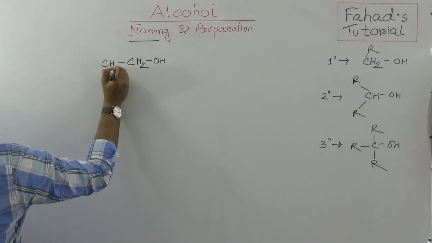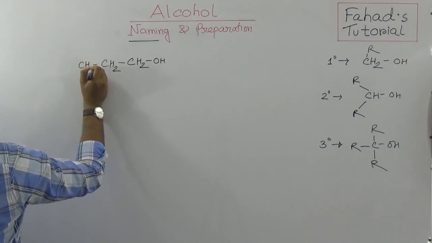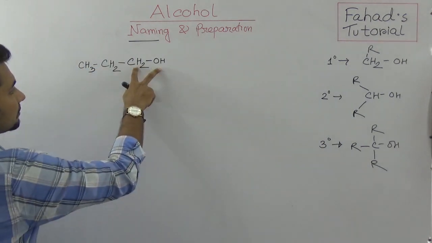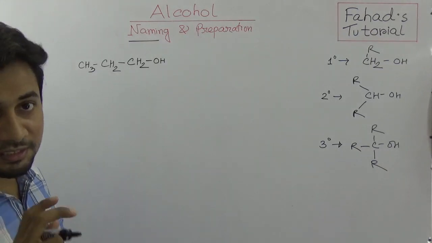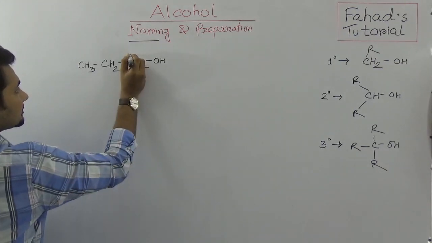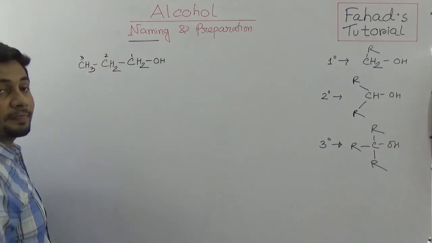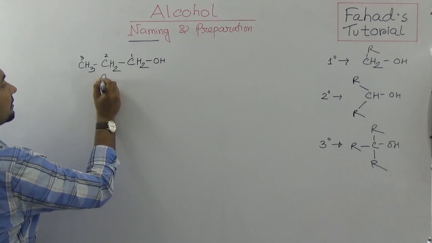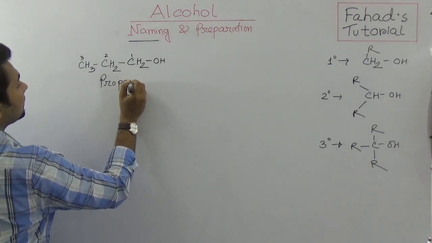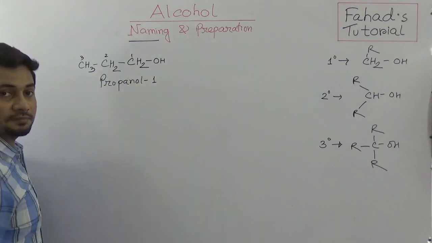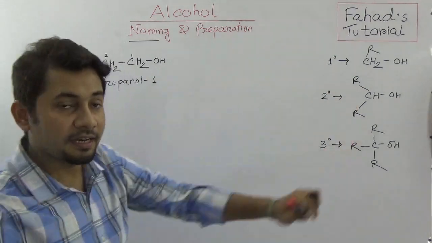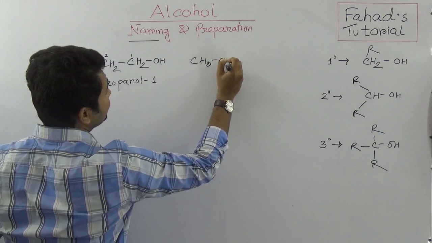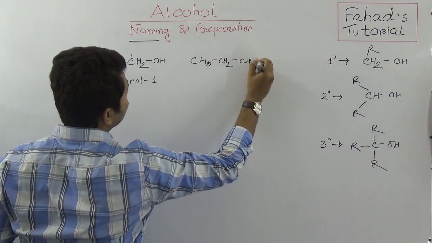So here is CH2, CH3. So simply I can see that CH2OH is present. So simply this is 1 degree alcohol. As this is 1, 2 and 3, we can say propanol 1. This is 1 degree. So simply we can go for CH3, CH2, whatever you can go, CH2.